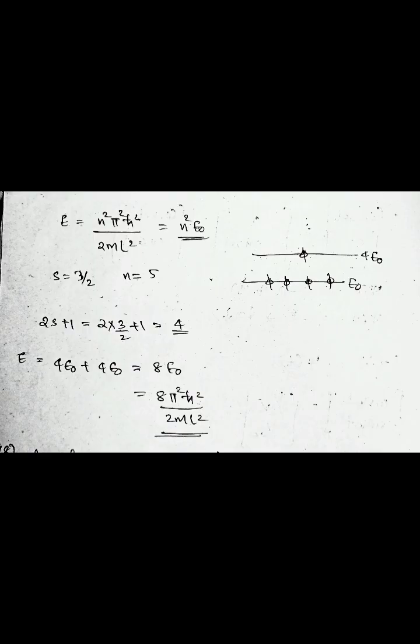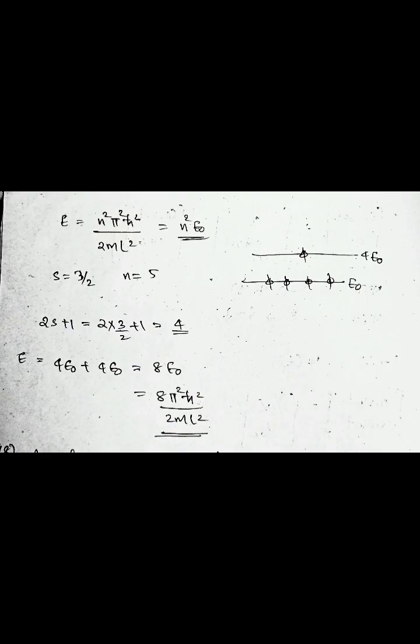And here it is given that the number of particles is 5 and the spin is 3 by 2. Therefore, 2s plus 1 is equal to 2 into 3 by 2 plus 1, which is equal to 4. That means here we can accommodate 4 particles in one energy level. So in the first energy level we can accommodate 4 particles, and in the next energy level we can accommodate 1 particle. That means in total we have accommodated 5 particles.